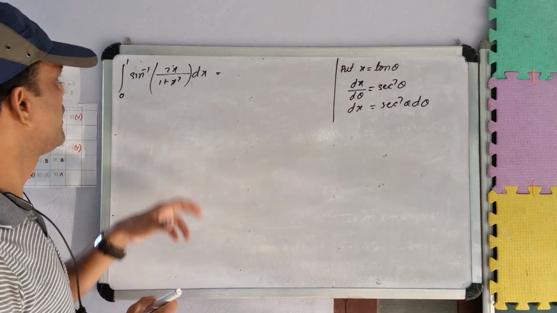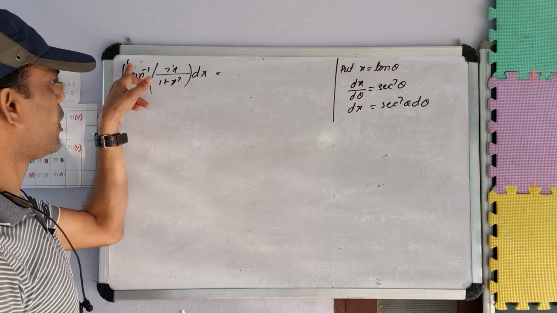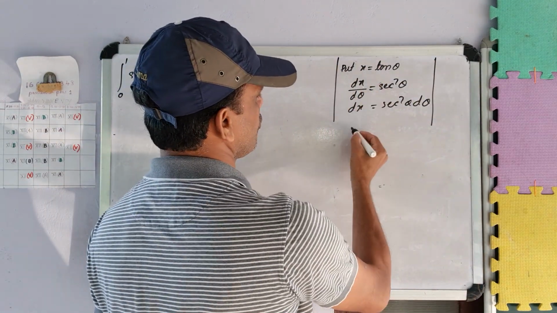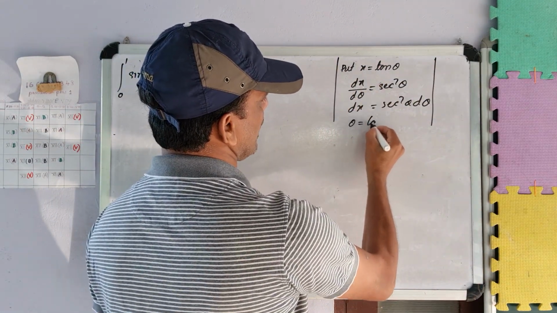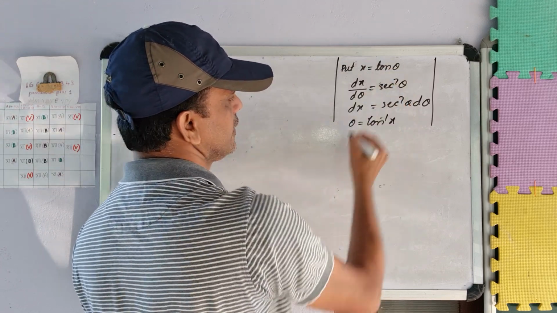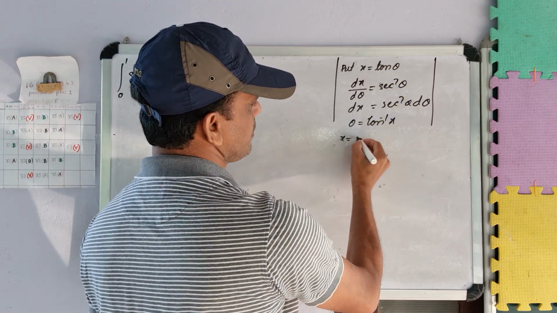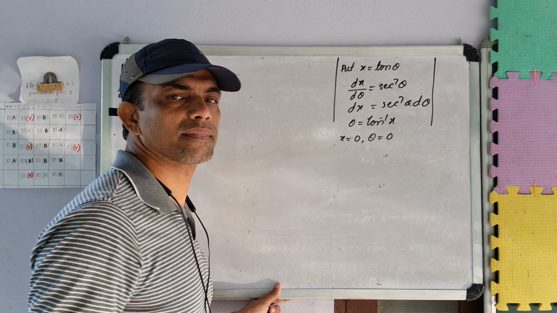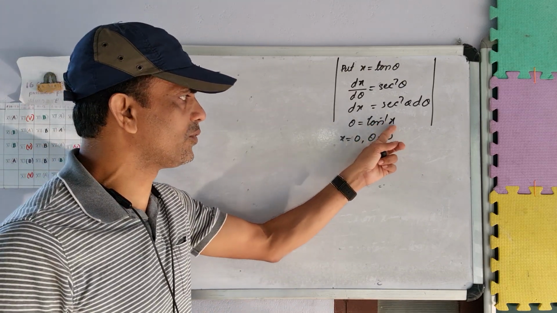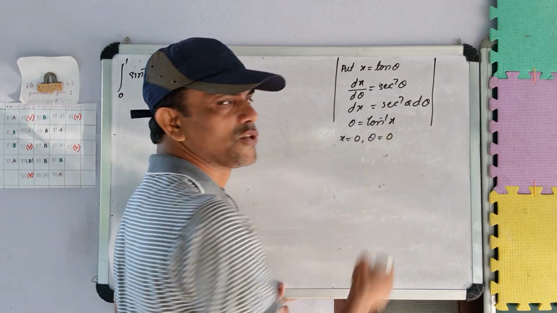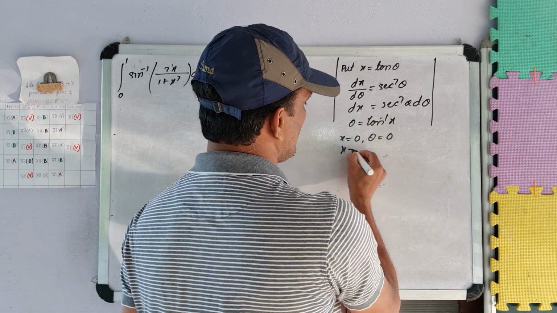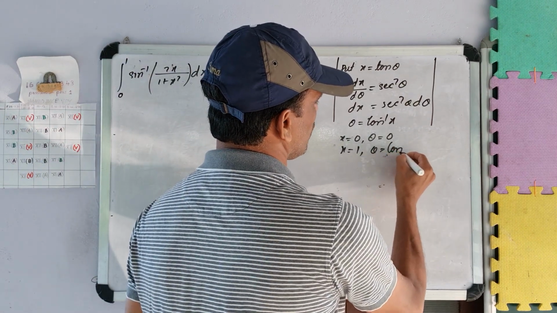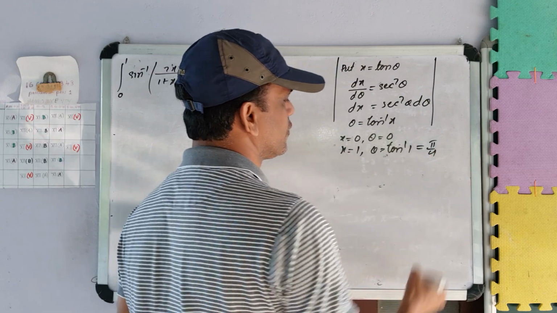For the time being, see the limits of x are 0 to 1. Now we know theta equals tan inverse x. If x equals 0, theta equals tan inverse 0, which is 0. And if x equals 1, then theta will become tan inverse of 1, which is pi over 4. You know that.